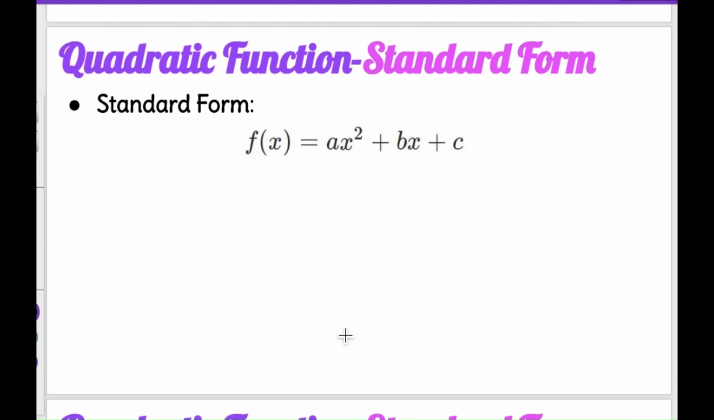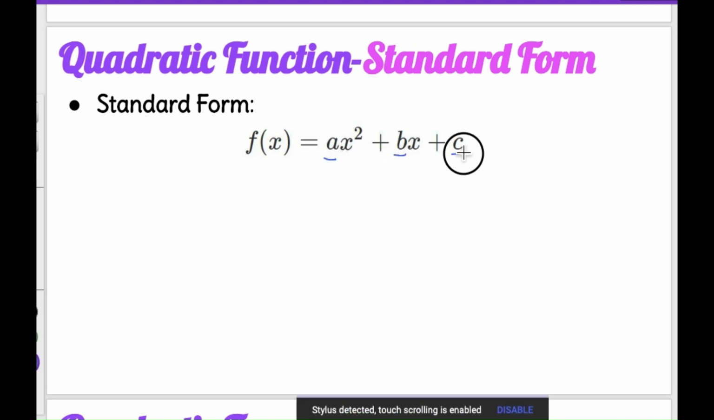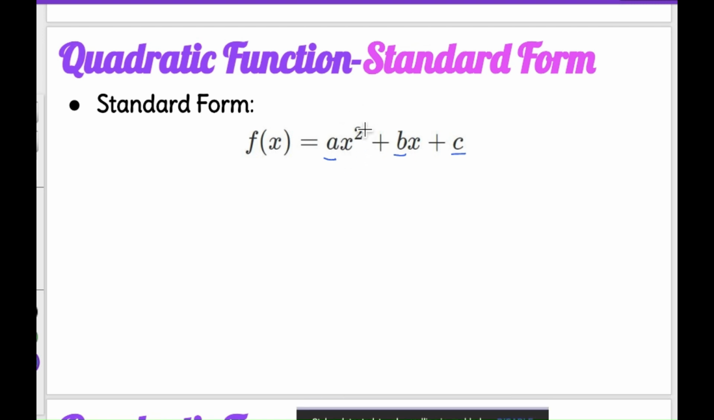As you can see, standard form is very universal. We use function notation, and we have three coefficients in front of each part. A is the coefficient in front of x squared, B is the coefficient in front of x, and C is just a constant term, which is a regular number at the end. So this is the standard form. Next we are going to look at some examples to see what we can read from A, B, and C.